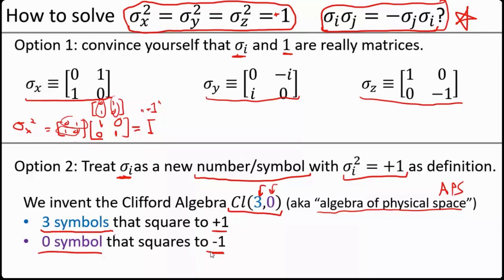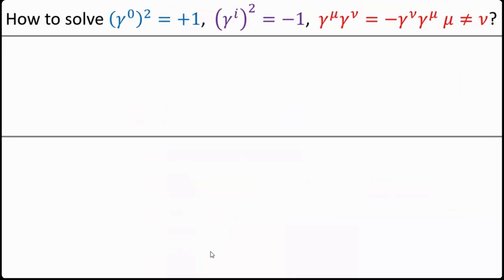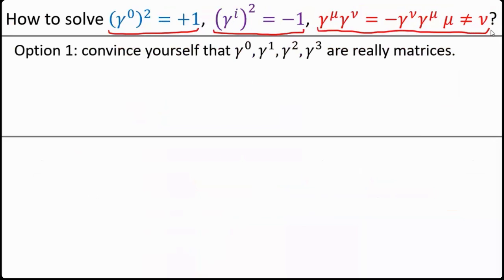This is pretty good. Okay. And I'm going to do one more. So now I'm doing it with the gammas. So again, we have gamma 0 squared is plus 1. The other 3 squared are minus 1. And then they anti-commute when the indices are different.